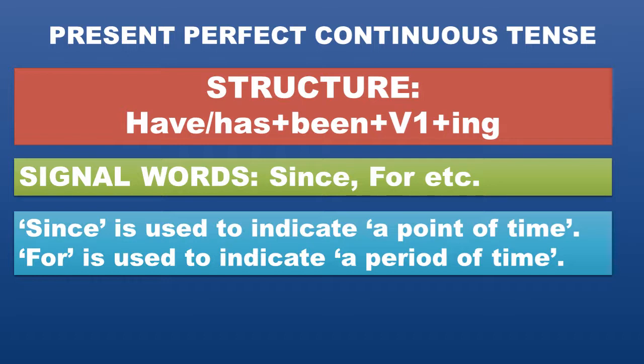Generally in sentences which are written in present perfect continuous tense, you will get the signal words like since and for. Since is actually used to indicate a point of time. I mean, it could be Monday, Tuesday, January, February, 2010, 2015, etc. And for is used to indicate a period of time: 2 hours, 3 weeks, 4 months, 5 years, etc.